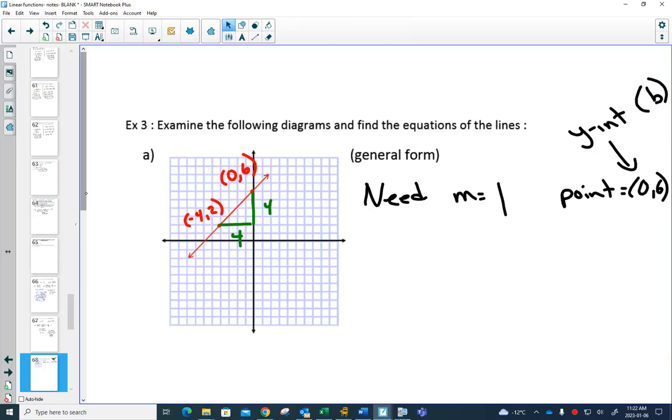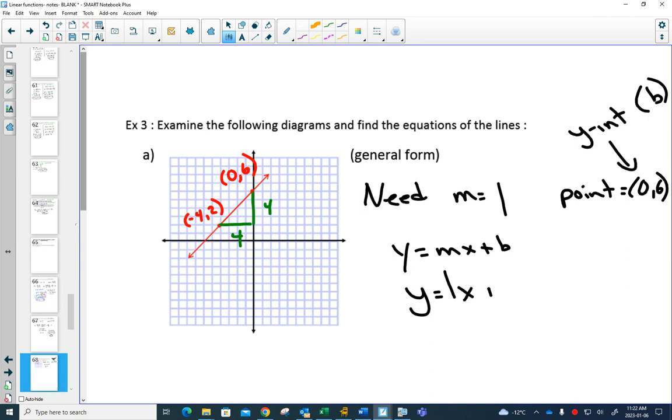So we've got the two things we need for our equation of a line. I would start on this one. I would use y equals mx plus b because I know m is 1 and I know b is 6. That was really easy to write the equation of a line in y equals mx plus b.